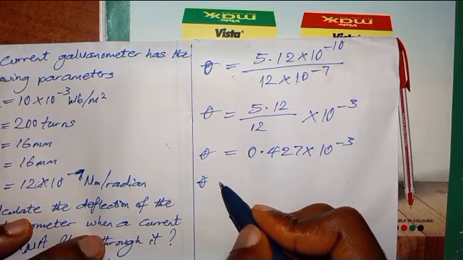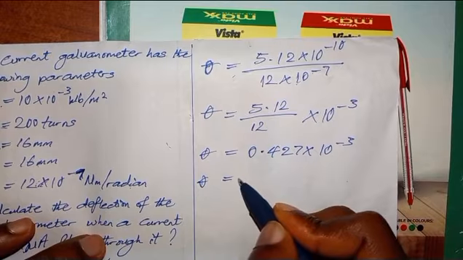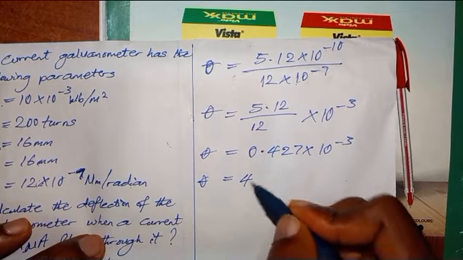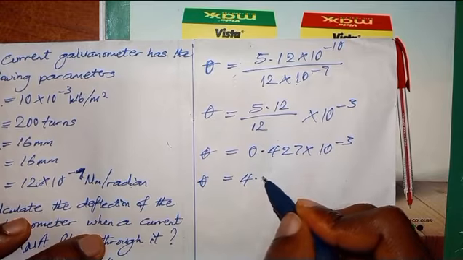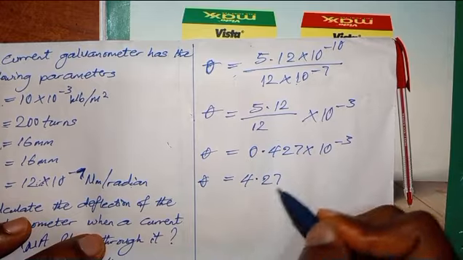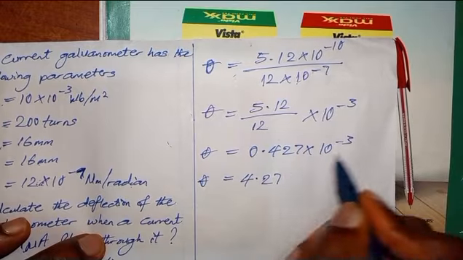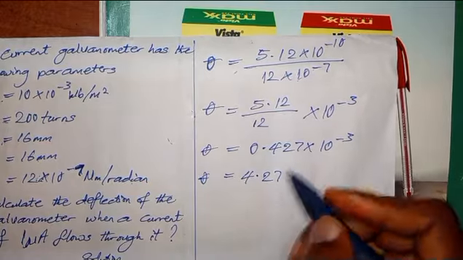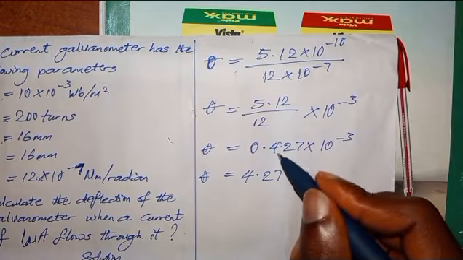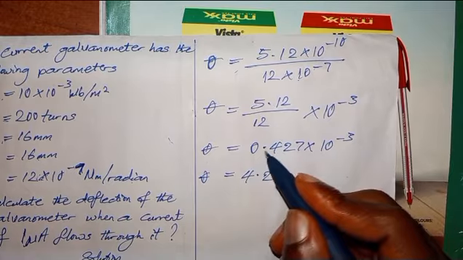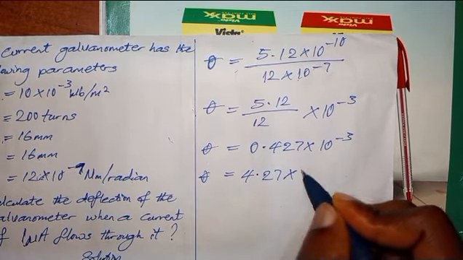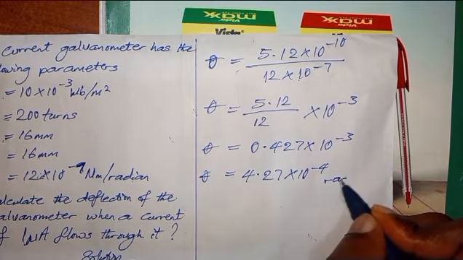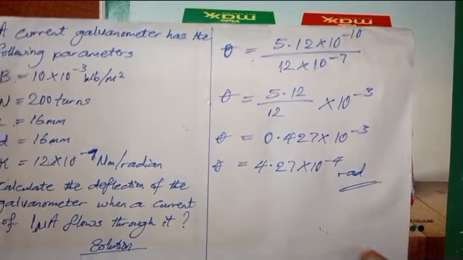Then theta will be equal to 4.27. This is the correct answer. If you leave it like this, as far as this one is minus 3, you are correct. But I just want to bring this 4 out, like add minus 1 to this 3, so that it will be minus 4, and I'll bring this 4 out. That will be times 10 raised to power minus 4. The unit is radian. Just give it rad. So that's the answer to the question that was given here.